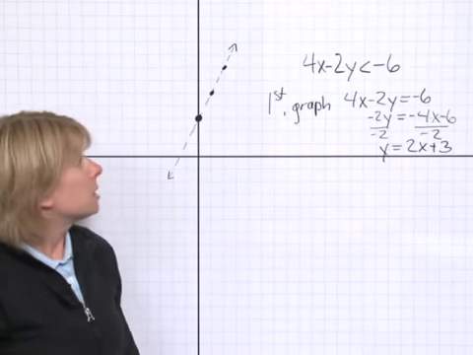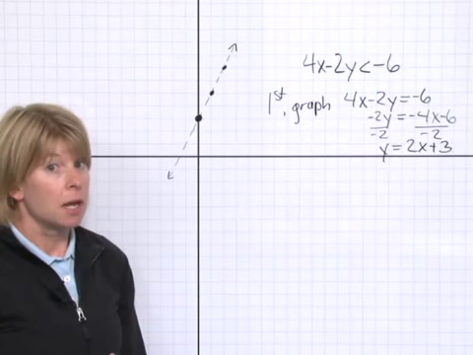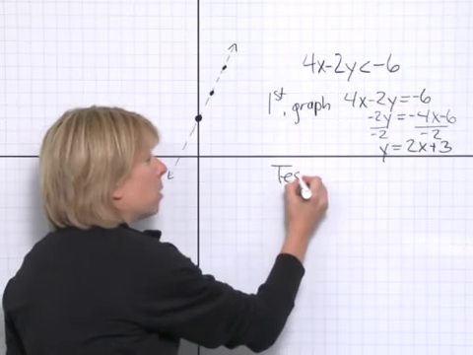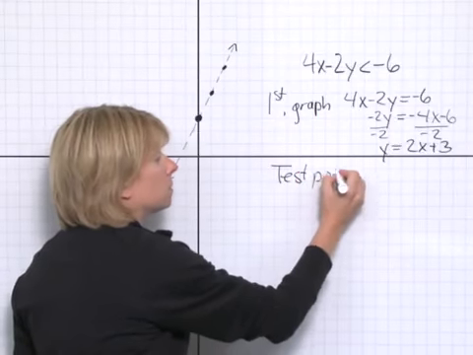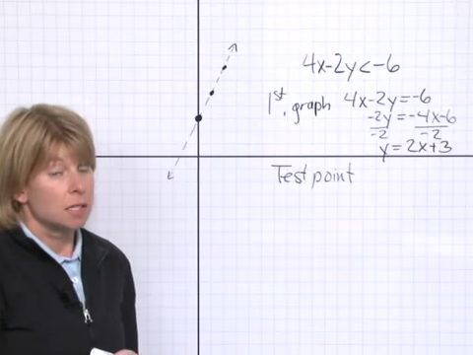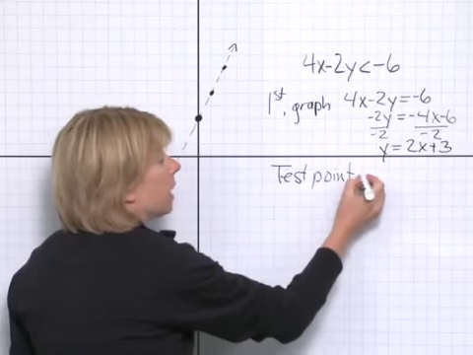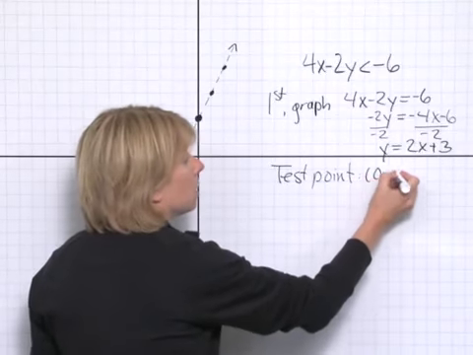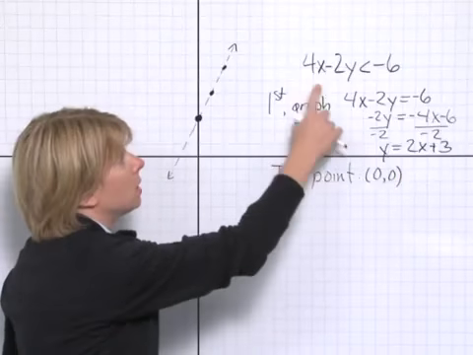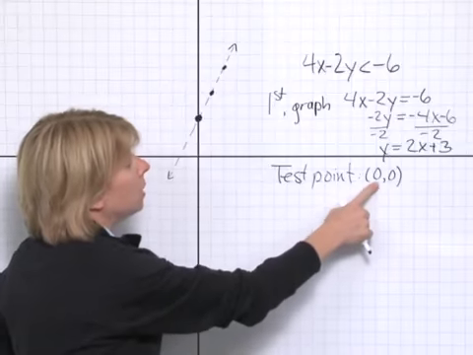The second thing to do is decide which side of the line to shade, and the shaded part will indicate our solution set. We need to find a test point, and we can choose any point to test as long as it doesn't lie on the line. 0, 0 is probably the easiest point to test. So if I let x be 0 and y be 0 in our original inequality, I'll want to find if that's a true or false statement.